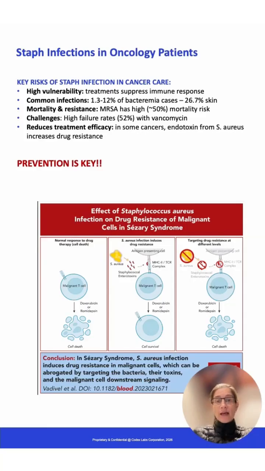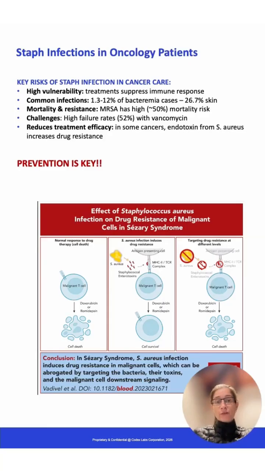Common infections. S. aureus accounts for about 1.3 to 12% of bacteremia cases in cancer patients, with high rates of skin or soft tissue infections, about 26.7%, as well as pneumonia when it gets to the lungs, 25%.